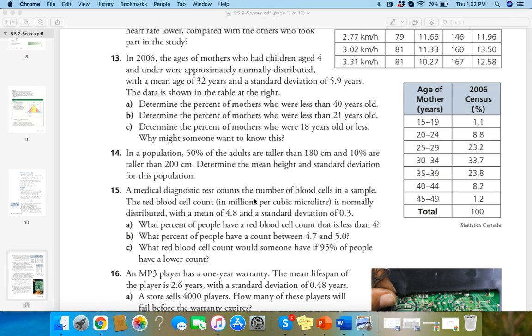Now, this seems like a fairly straightforward question, but actually it's deceptively unusual because it's asking you for two unknown things. They're asking you for the mean and they're asking you for the standard deviation. So the fact that it's asking for those two means that there is something slightly out of the ordinary about this question. So go back to the first piece of information for a minute, where it says that 50% of the adults are taller than 180 centimeters.